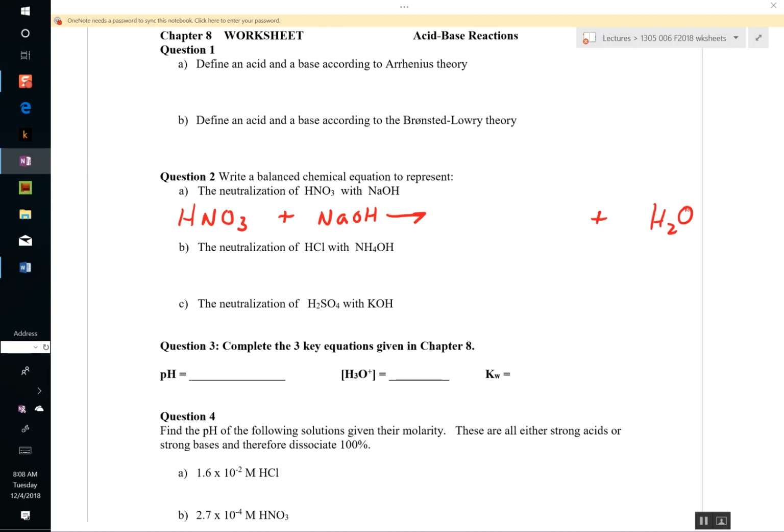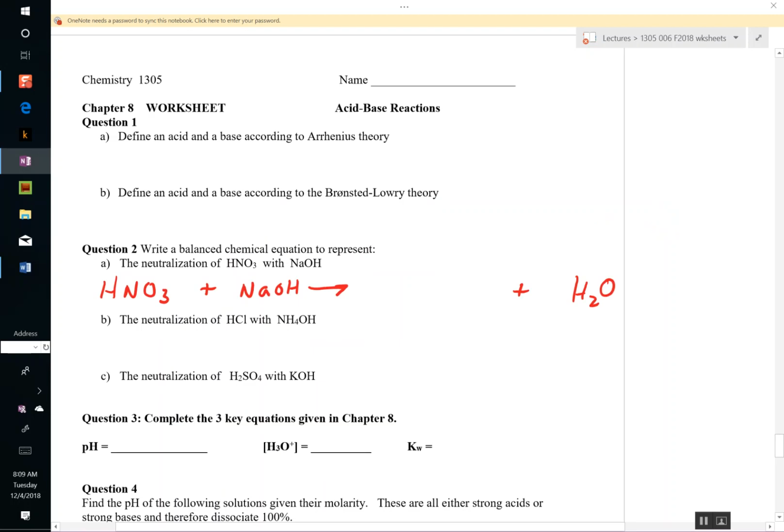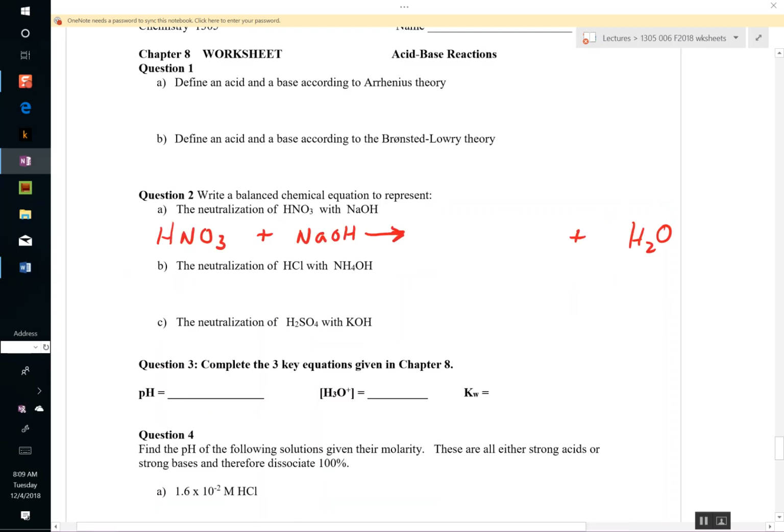HNO3 is an acid. It's a strong acid. NaOH is a strong base. You mix the two of them together and you can get a neutral solution. If you have the exact balance of acid and base, you can get a neutral solution. So what is the salt? You help me. What is the salt that's going to form when nitric acid reacts with sodium hydroxide?